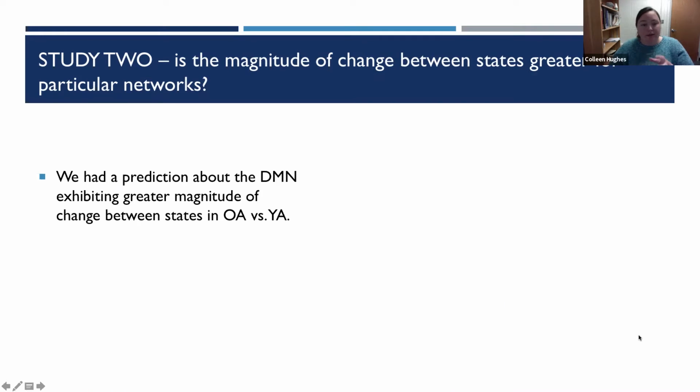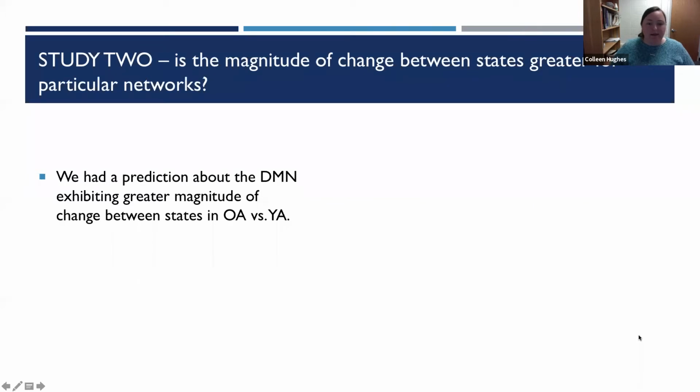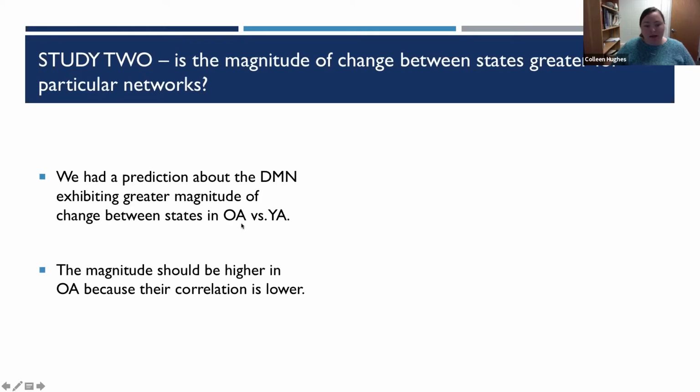So we had some predictions. So this is all looking at a very global scale at the whole brain level. Because the DMN has often been implicated in aging, we decided to zoom in and say, are there particular networks or blocks between networks that show a greater degree of change between rest and task? And I should caveat, we're talking about change at a very temporally broad level. So we're not talking about moment to moment fluctuations. And so we expected that the magnitude of difference or change between states would be greater in older adults in the DMN, and it's because the correlation is lower.